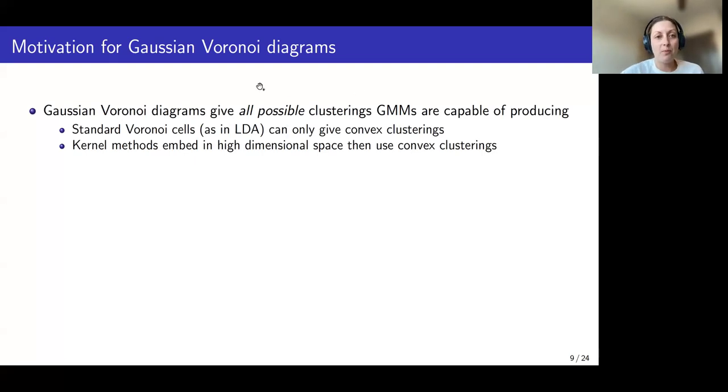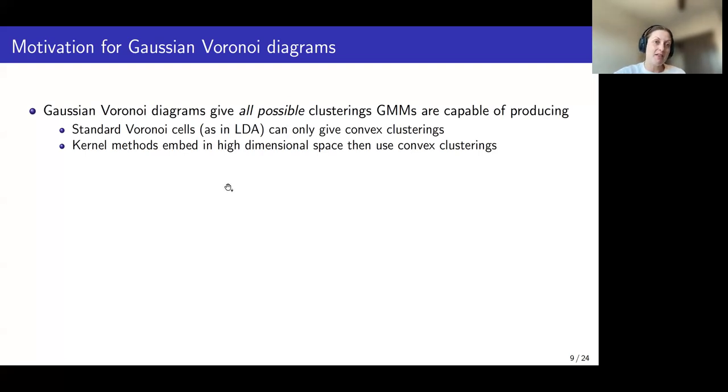And what we see here is that these standard Voronoi cells, as we saw in the case of linear discriminant analysis, can only give convex clusterings, right? And in real life, our data is not always convex, right? And so a standard procedure is to use something like kernel methods and take my non-convex data and embed it into some high dimensional space where then it is convex. So these clusterings form convex clusterings. And then do some kind of convex optimization procedure in this higher dimensional space.